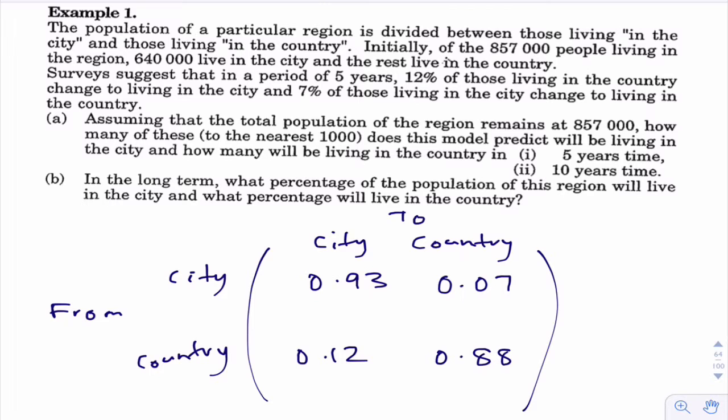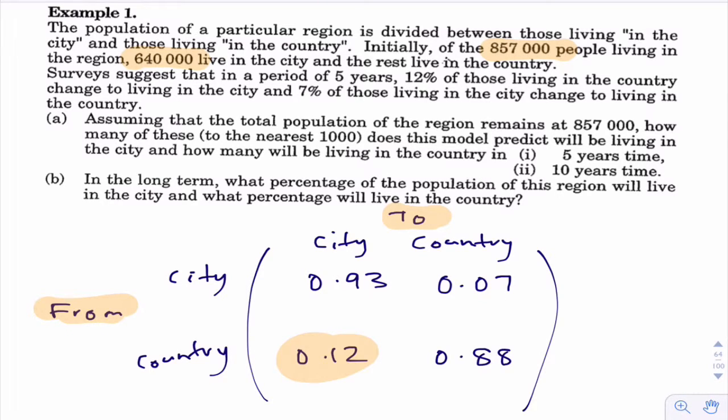Okay, so in this example here, we've got a population of people living in the city or the country, and we've got the initial numbers of the people living in the city there. The total number of people and the number of people who live in the city. And we've got this transition going on where 12% of those people that start in the country go to live in the city. So in this case here, we've got from down the left and to along the top.